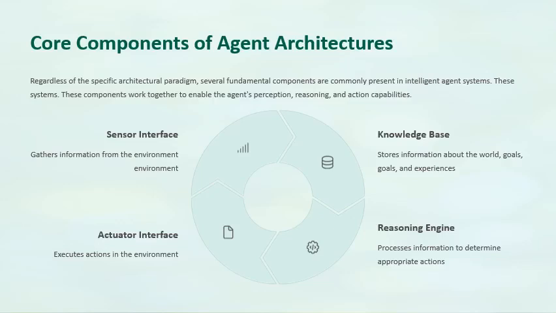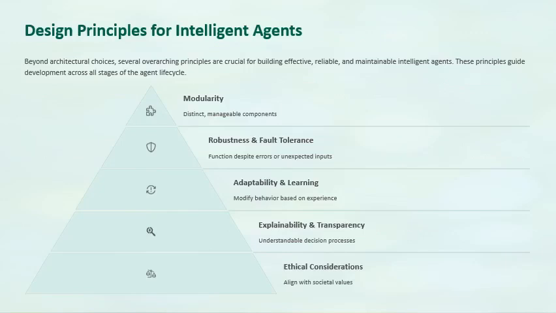Okay, so those are the parts. But the sources also talk about broader design principles, things you need to keep in mind for making agents effective. What are those? Yeah, beyond just the architecture, these principles are vital. First, modularity. Building with distinct, manageable pieces. Makes sense. Easier to build, test, fix, change. Like building with Lego bricks instead of one solid block. Exactly. Think of a chatbot. Separate modules for understanding language, managing the chat, finding answers.